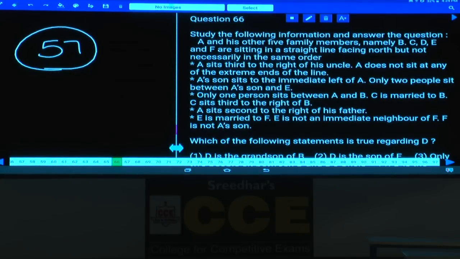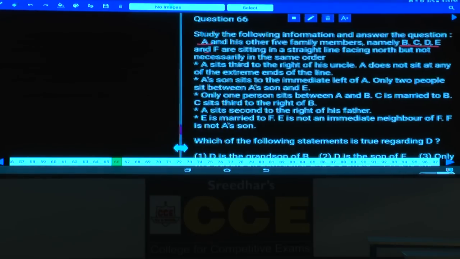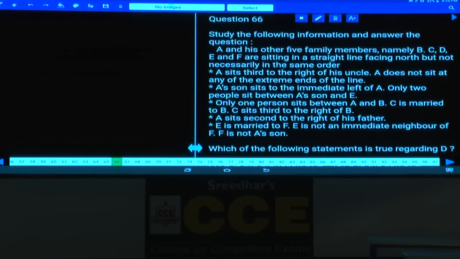Now in total we have some, how many persons are there? A and his other 5 family members. A and his 5 family members means A is a male, isn't it? A is a male, and the remaining 5 persons B, C, D, E and F belong to the same family. Hence in total we have some 6 persons.